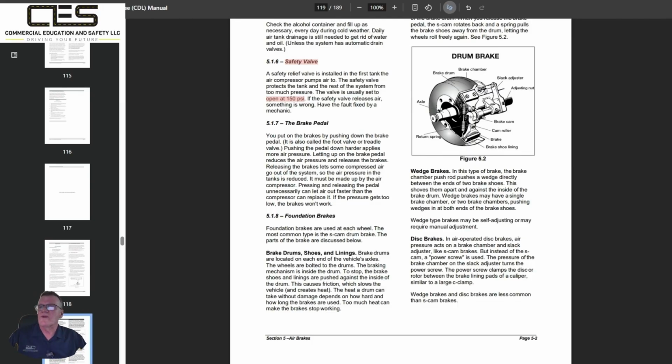So I'm going to just read it briefly. You put on the brakes by pushing down the brake pedal. It is also the foot valve or treadle valve. Pushing the pedal down harder applies more pressure. Letting up on the brake pedal reduces the air pressure and releases the brakes. Releasing the brakes lets some compressed air go out of the system. So every time you push the brake pedal, you are letting air out of the system.